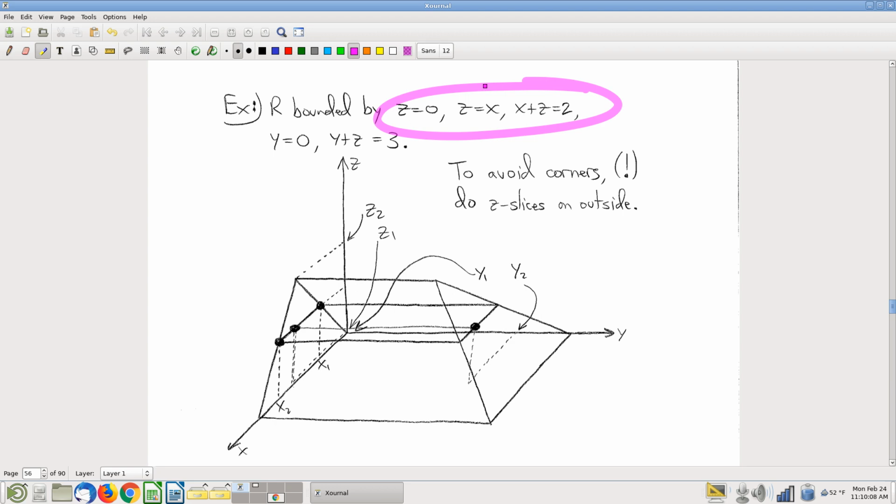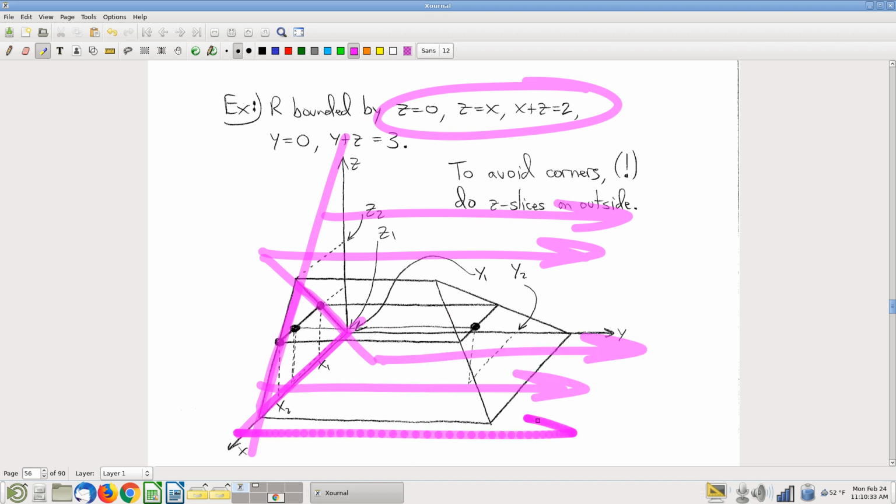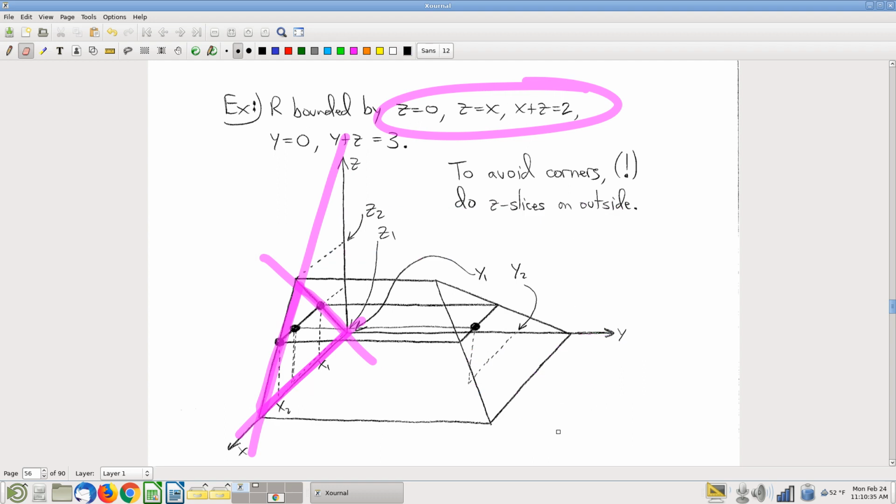So, z equals 0, z equals x, and x plus z equals 2, you can see this triangle right here, and knowing that all of these planes are parallel to the y-axis, you can just drag this whole picture parallel to the y-axis and see that what we're talking about is part of a prism.